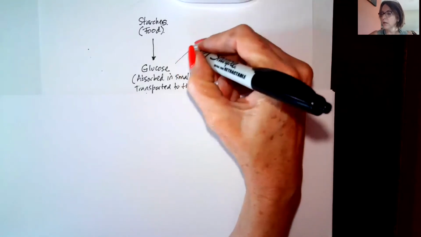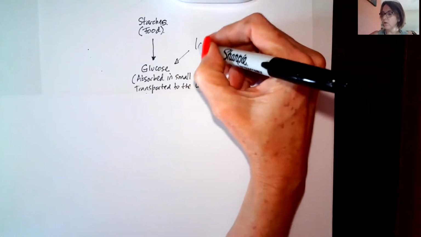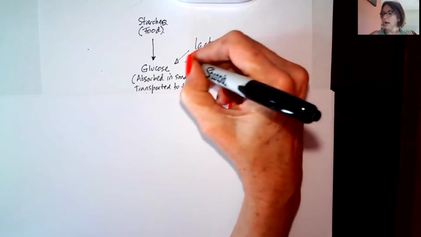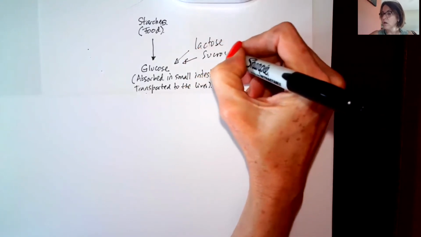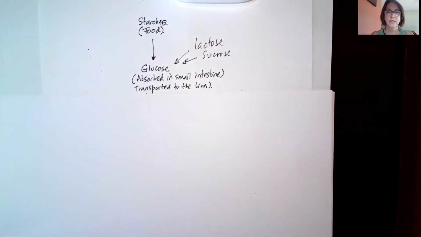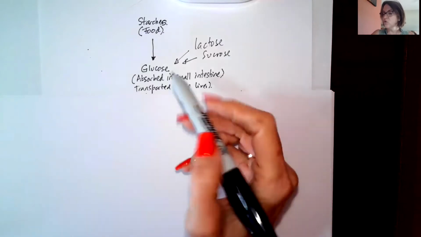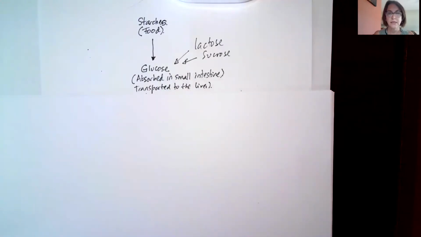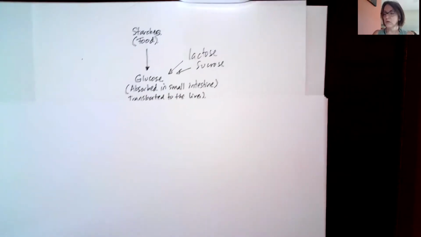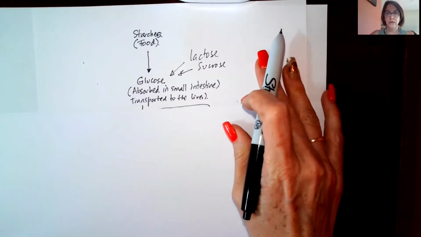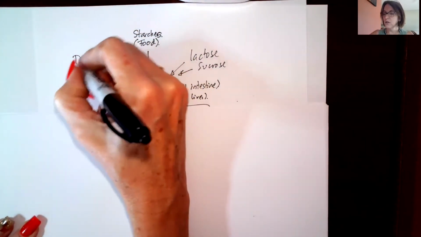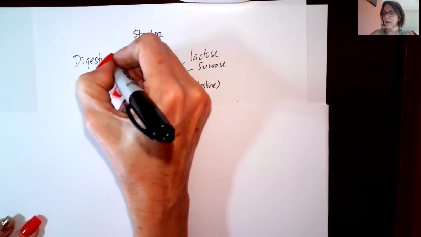But we can also get glucose, for example, from lactose and from sucrose, together with other monosaccharides like fructose, galactose, etc., for which we didn't talk about the catabolic reaction. So we are mainly focusing on glucose. We then absorb glucose in the small intestine, and we transport glucose to the liver. So this is digestion and transport.